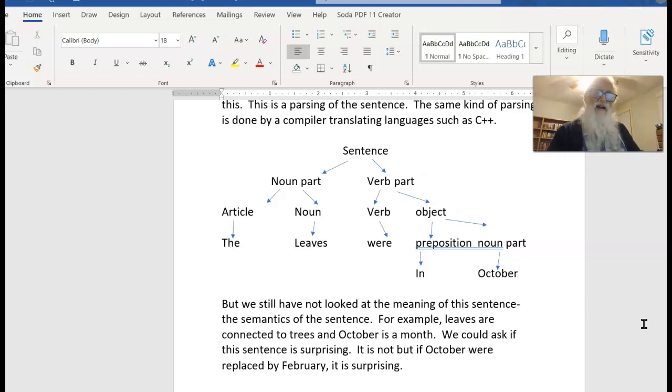Would it be the same, or would it be sort of a joke? After all, they usually don't turn colorful in October. I mean, in May or April. So there's a deeper meaning that we really would like to get to.